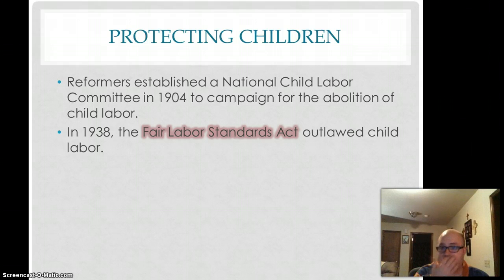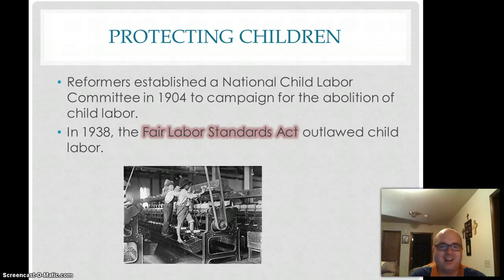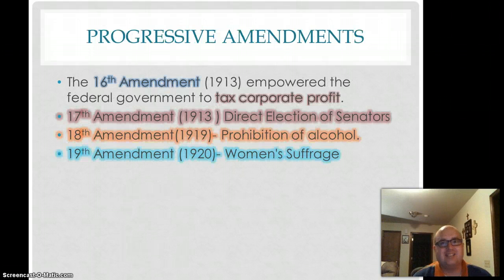But in 1904, reformers wanted to change this and abolish child labor. Eventually, in 1938, the Fair Labor Standards Act outlawed child labor for good. So no more child labor in America after 1938, thanks to the Fair Labor Standards Act.